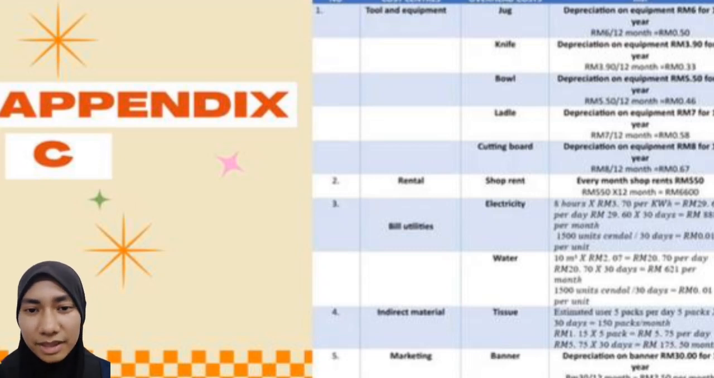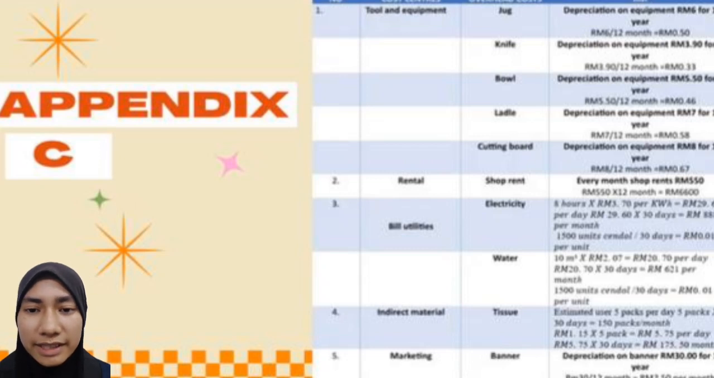electricity and water. For electricity, 8 hours times 3 ringgit 70 per kilowatt equals 29 ringgit 60 cents per day, and 29 ringgit 60 cents times 30 days equals 888 ringgit per month. Therefore, 1,500 units, which is the minimum of every month of the year, divided by 30 days equals 0.01 per unit.